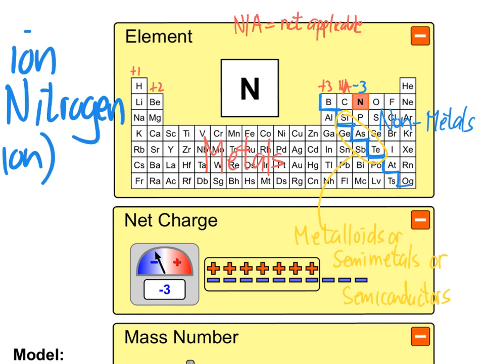And so when it now comes to ions, a general rule is that when you're dealing with metals, metals tend to lose electrons to form positive ions. Non-metals tend to gain electrons to form negative ions.